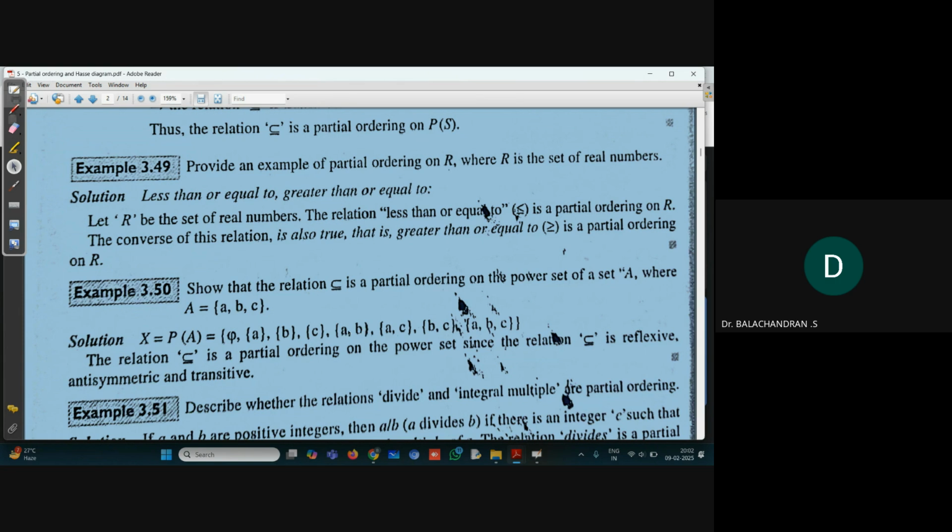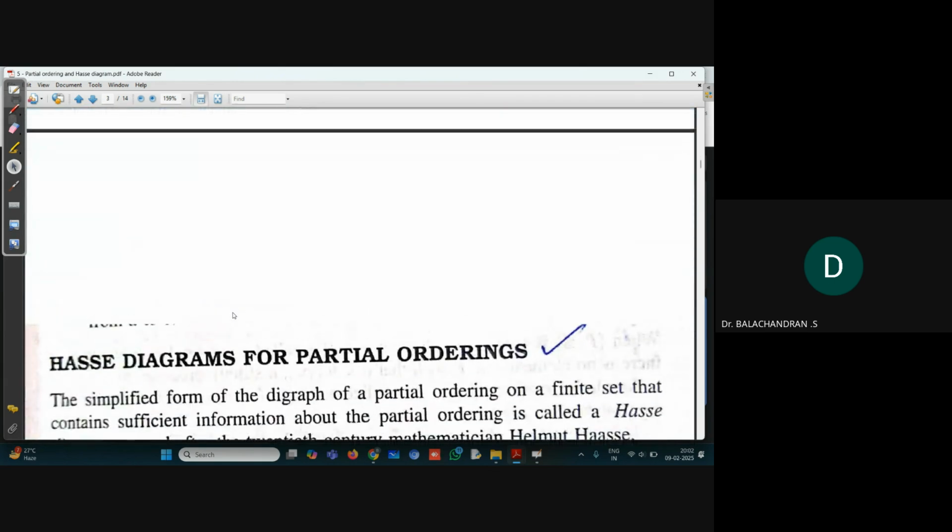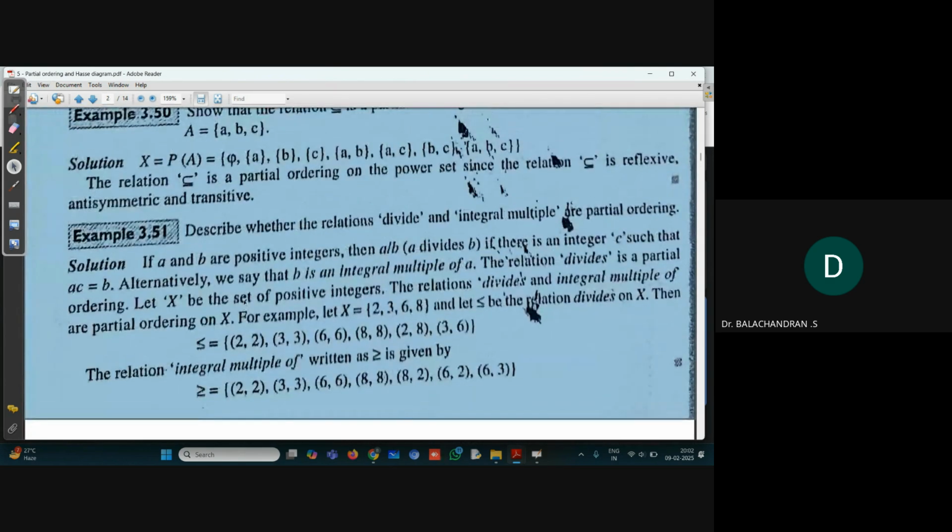Similarly, you can write all the subsets of A. Now you can easily say that this set inclusion is what? Reflexive, antisymmetric, and what? Transitive. So this automatically comes from example 3.48. Okay, next one, and maybe this is the last one. Yes, this is the last one.